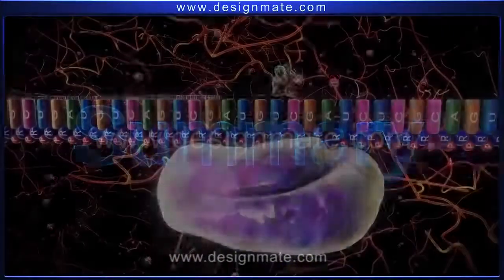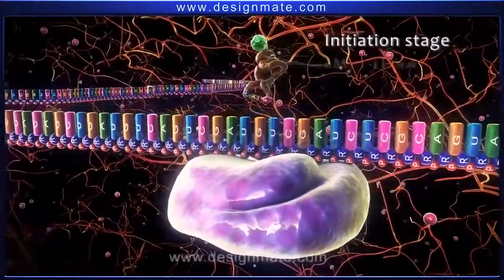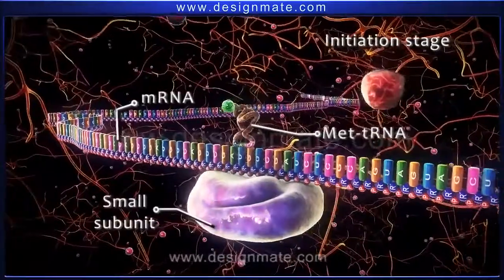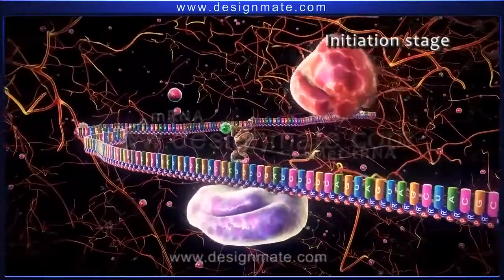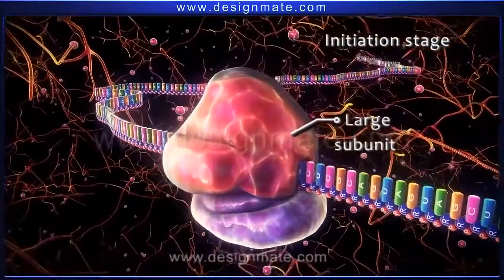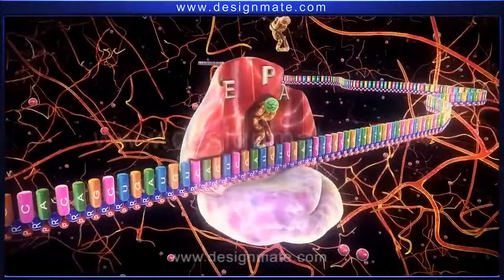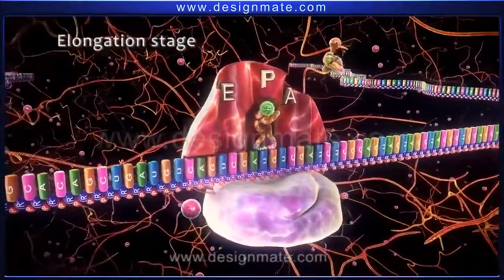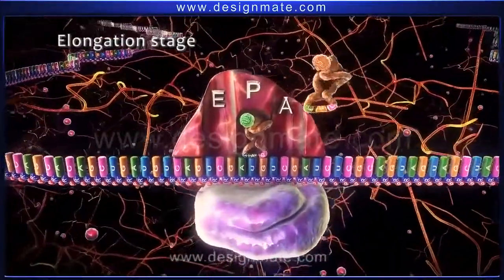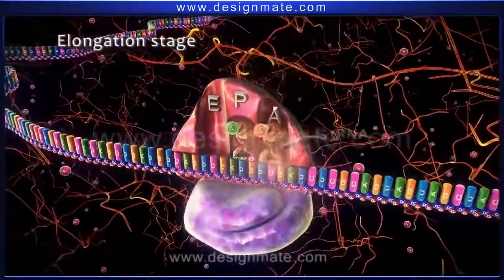Summary. Protein synthesis shows that the first stage involves the binding of the met-tRNA to mRNA and the small subunit of the ribosome. The larger subunit of the ribosome then combines with the small subunit. The second stage is the elongation stage. In this stage, the incoming aminoacyl tRNA fits in the A site.